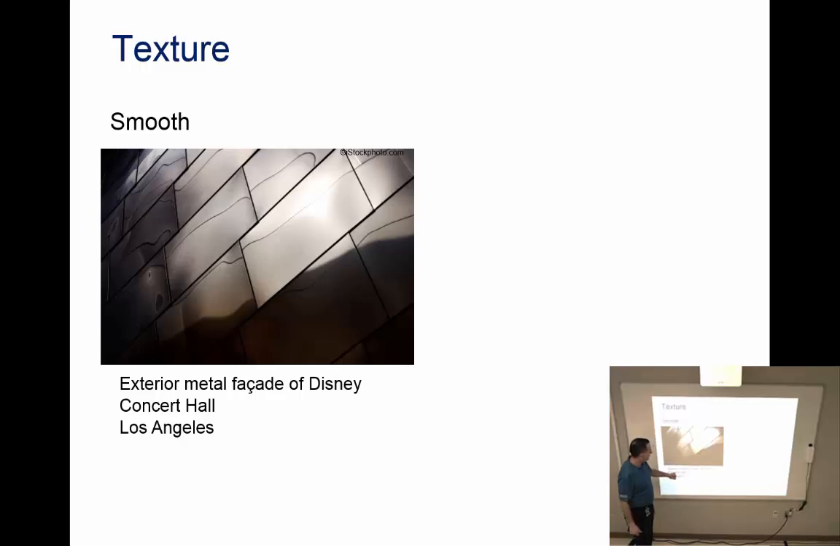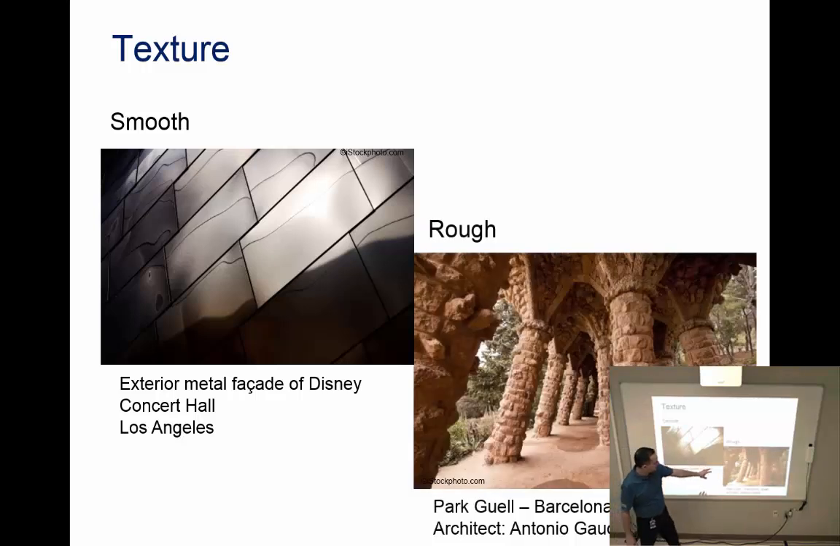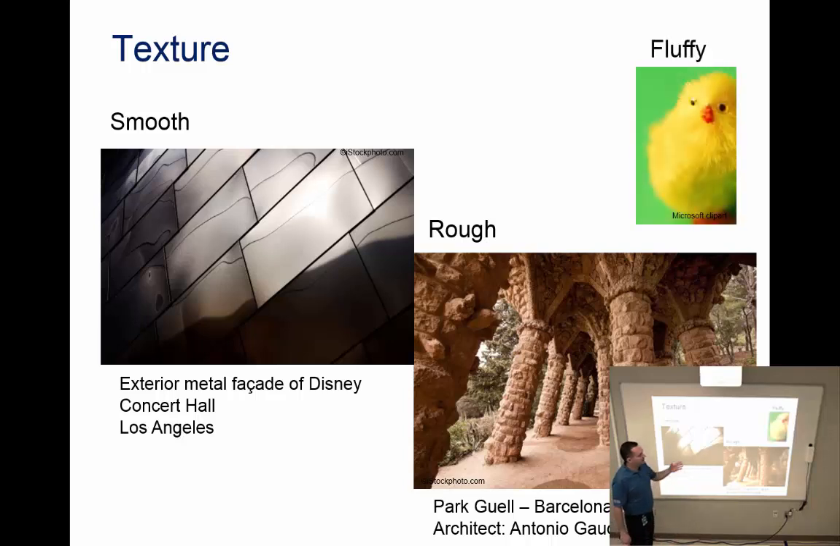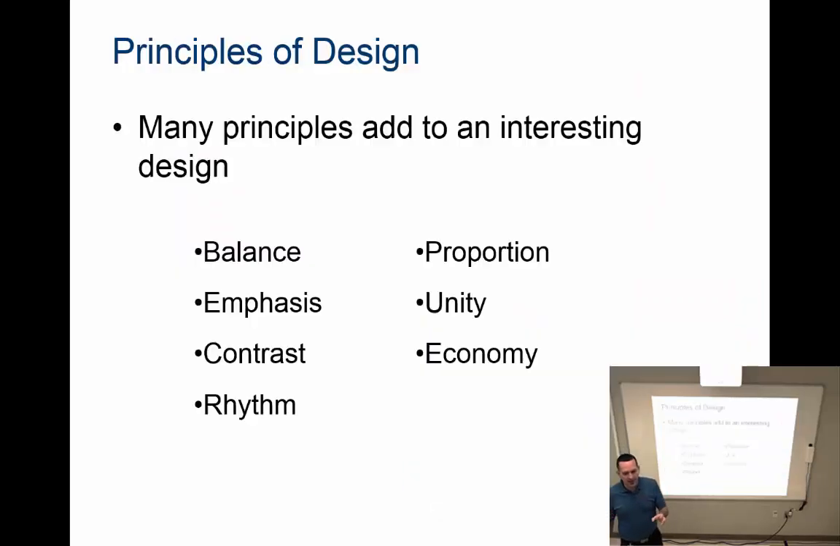Here we have the exterior facade of the Disney Concert Hall in Los Angeles, very smooth, as compared to this very rough texture here. So those are the 8 elements. I don't know what fluffy is, but those are the 8 elements of design. And when we start the reverse engineering project, a lot of these are going to be evident in the object that you've selected. We'll talk about that.